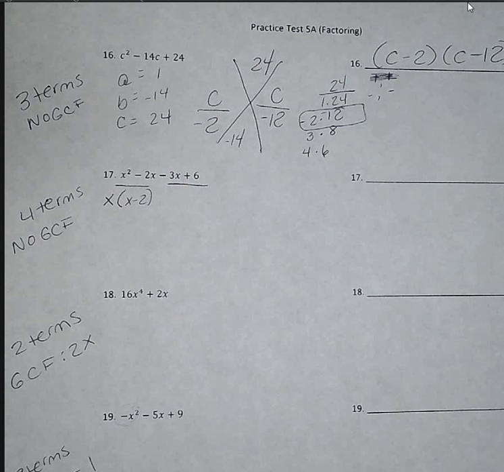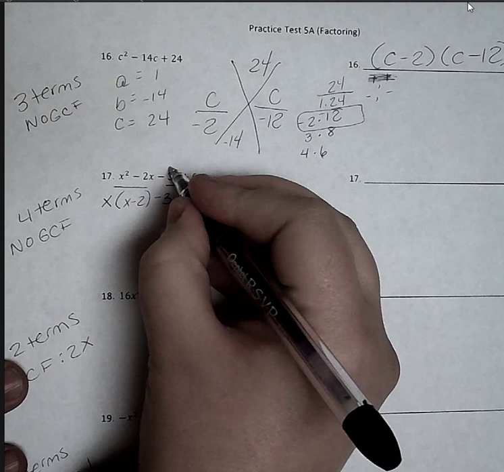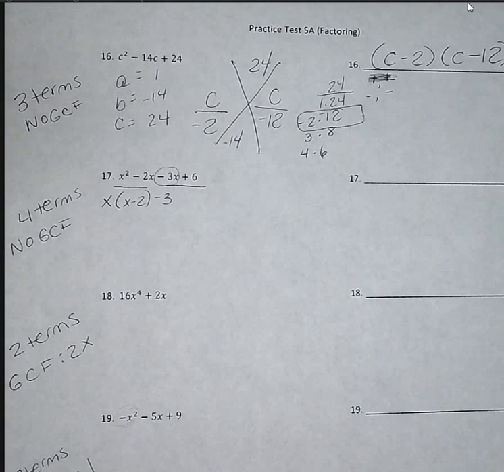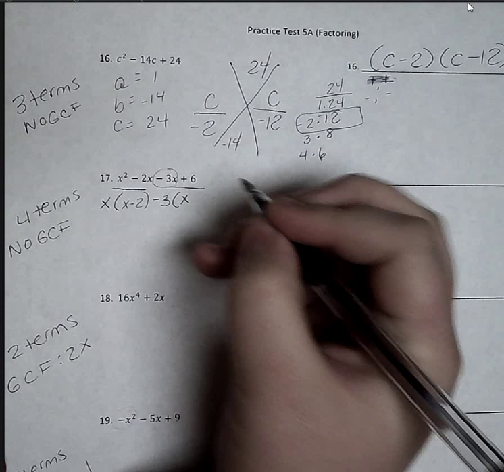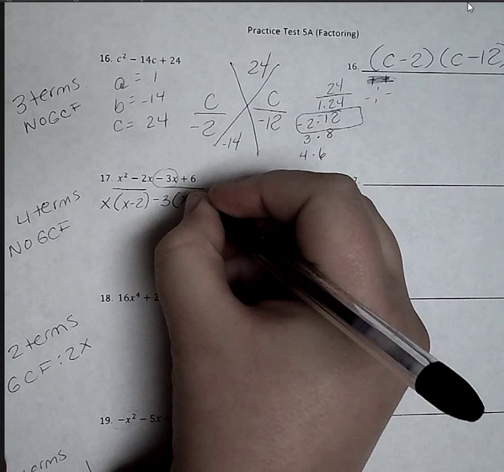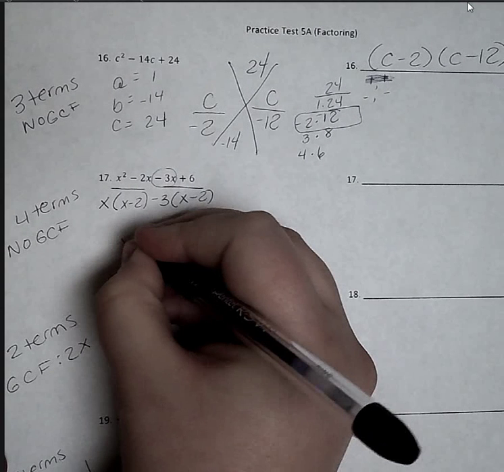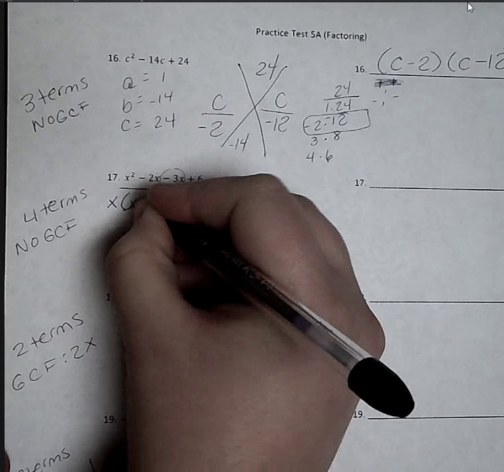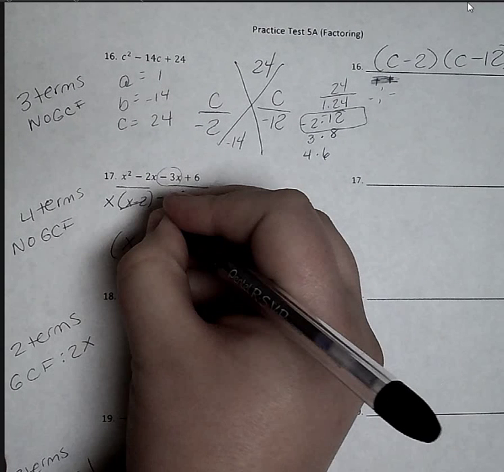Now look at your second 2 terms. You might say your GCF is 3, but it's not. It is a negative 3 because you don't want that first term to be negative. Okay? So I'm going to pull out that negative 3, which leaves me with an x. 6 divided by negative 3 is negative 2. Now I pull out my common parentheses, which are x minus 2, and I'm left with x minus 3.